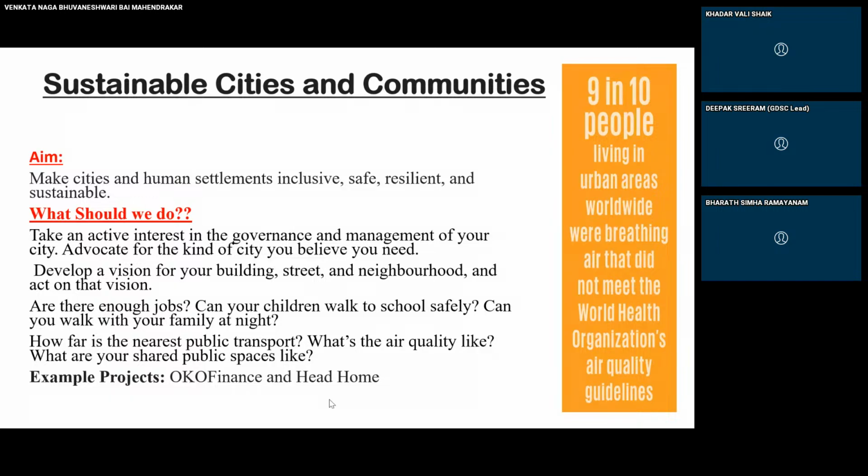So the example projects here are Oco Finance and Head Home. These are applications that help us develop our own community. Oco Finance is related to finance, where you can invest in your own city. And Head Home is one of the projects where you can manage your own city at the tip of your fingers. So these are two applications already developed by people, and the United Nations has given them to us as examples.